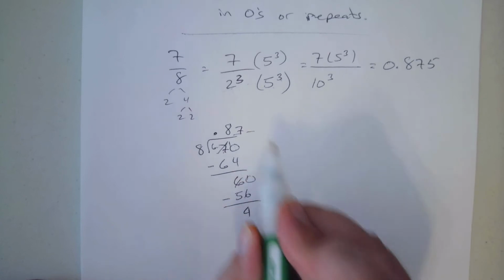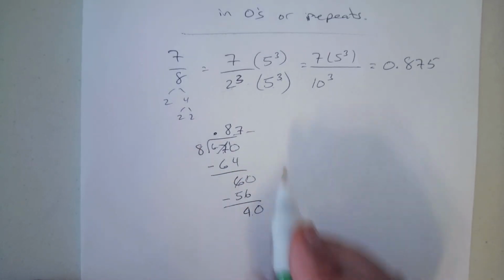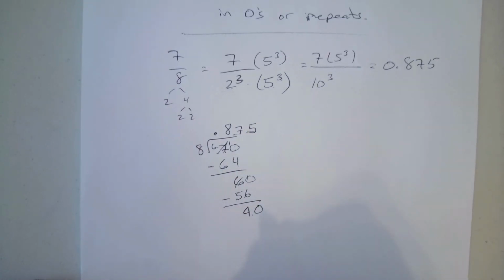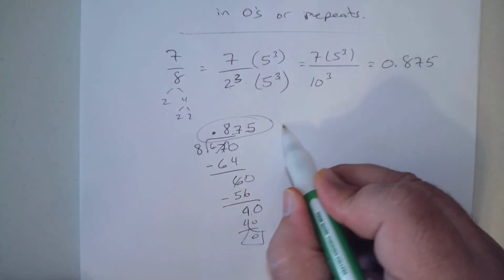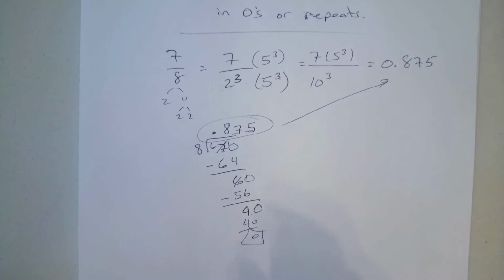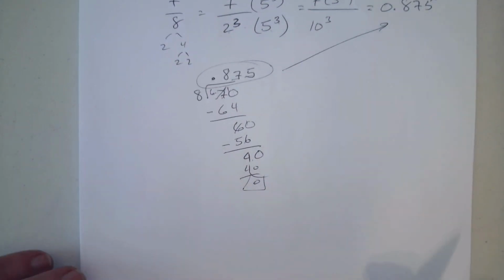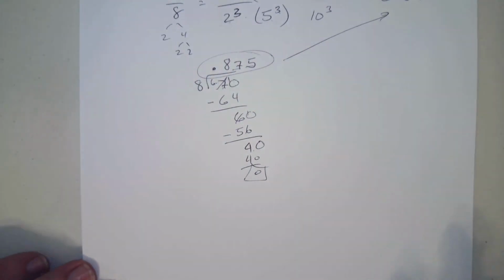Okay, now we're looking at the next number. 8 goes into 40 5 times. 5 times 8 is 40. No remainder. That's what we're looking for. Once we have no remainder, there's our answer. And you know, it's the same thing. Alright, that was a terminating one.